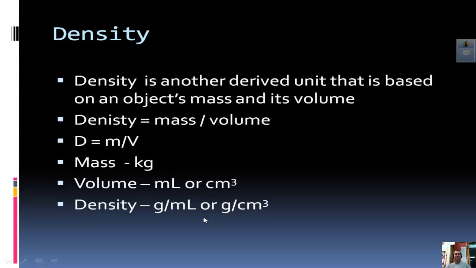And the reason why I can put both of these down is that if you remember back to that previous slide where I said 1,000 milliliters, and I said 1,000 centimeters cubed, we said milliliters and centimeters cubed are exactly the same thing. So grams per milliliter or grams per centimeter cubed. Again, I want to go back and remind you, mass is measured in grams, not kilograms.